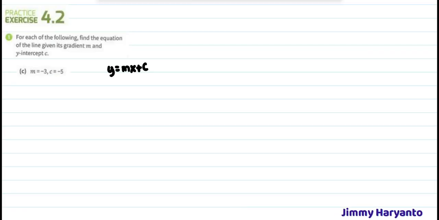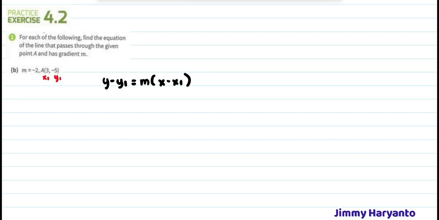And then we will go to practice exercise 4.2. The question wants you to find the equation of the line. The gradient is already given. The c, the y-intercept, is already given. So we'll use this formula, y equals mx plus c. So y equals negative 3 for the m, and then x, and then the c is negative 5. So the final answer is y equals negative 3x minus 5.